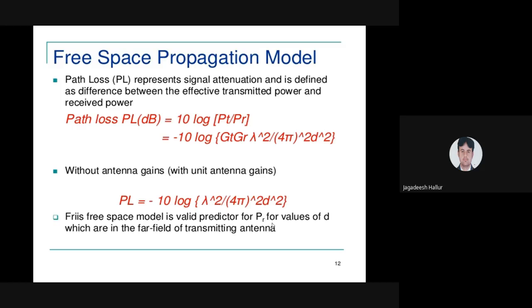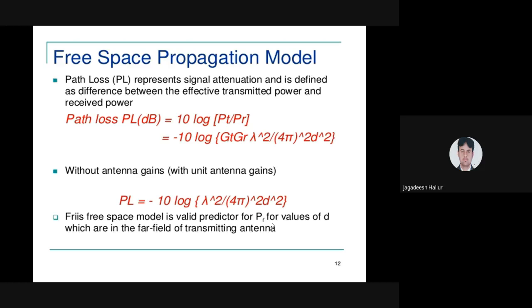If the gain of antenna is unity, so G is equal to what? G is equal to GT into GR. The gain of antenna is unity, that becomes 1. So GT GR will become 1. If he has mentioned the gain of antenna is unity, GT GR will become 1.